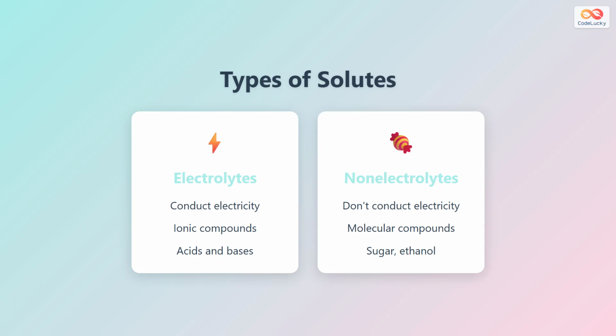Solutes can be classified into two main categories based on their ability to conduct electricity when dissolved in water. Electrolytes are substances that conduct electricity when dissolved. This includes ionic compounds like salts, as well as acids and bases. When these substances dissolve, they form ions that can carry electric current. Non-electrolytes, on the other hand, don't conduct electricity when dissolved. These are typically molecular compounds like sugar and ethanol. They dissolve as intact molecules rather than separating into ions.